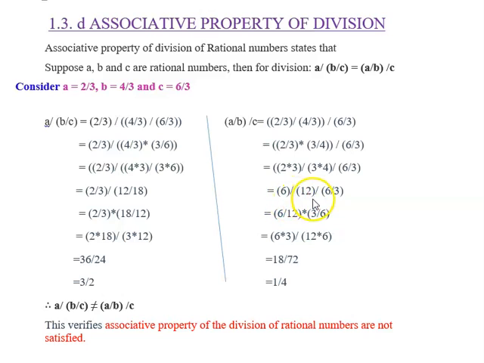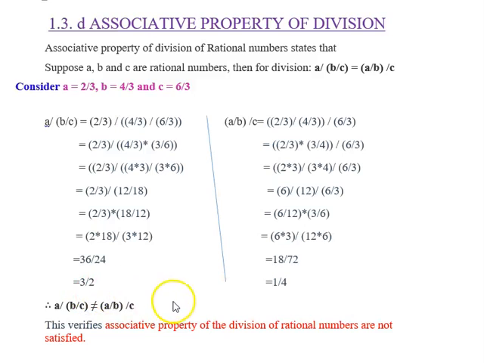So 6 divided by 12 divided by c, that is 6 by 3. So this division I am changing it to multiplication again and inversing the numerator and denominator. So 6 by 12 times 3 divided by 6. Multiplying the numerator and denominator separately, 6 times 3 divided by 12 times 6. So 6 times 3 is 18 and 12 times 6 is 72. And if I simplify this, I'll get 1 by 4. That is (a divided by b) divided by c is 1 by 4.